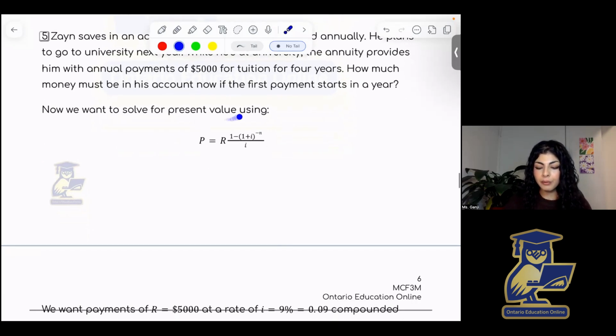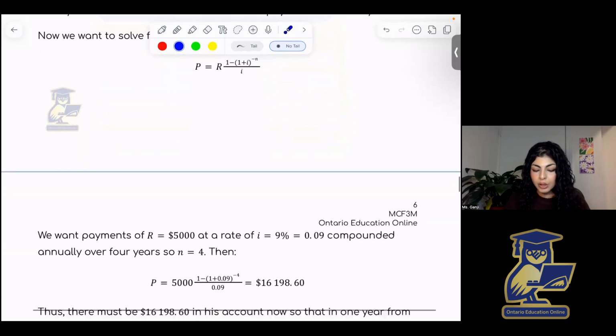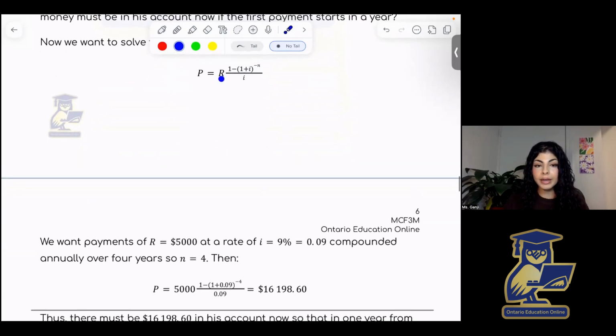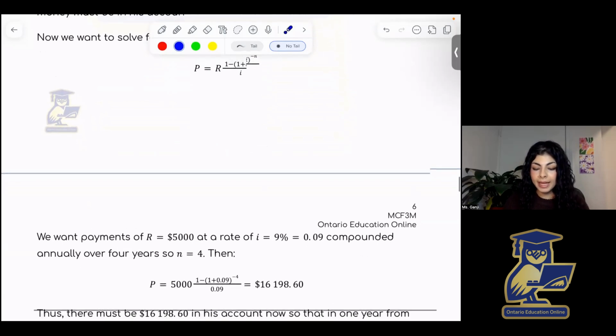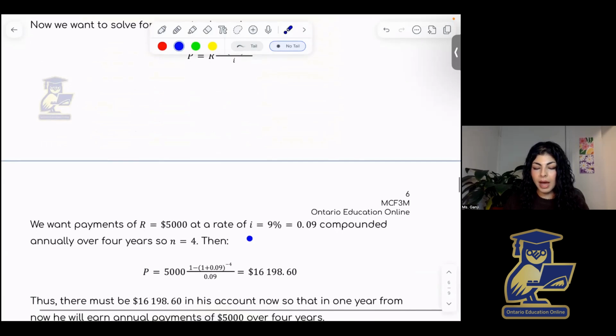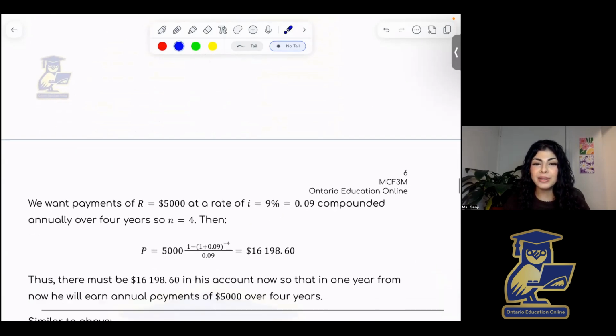So here we're solving for the present value. From above, we have this formula. Here, the R, which is the regular withdrawals, is $5,000. And our interest rate I is 9%, or 0.09, and it's compounded annually over 4 years. So N is equal to 4.